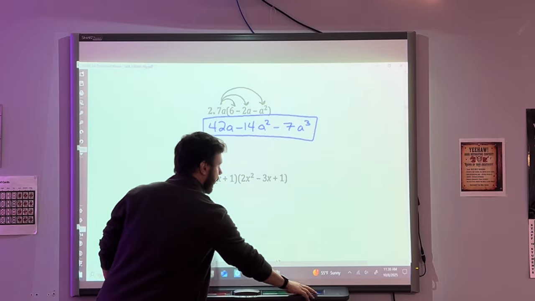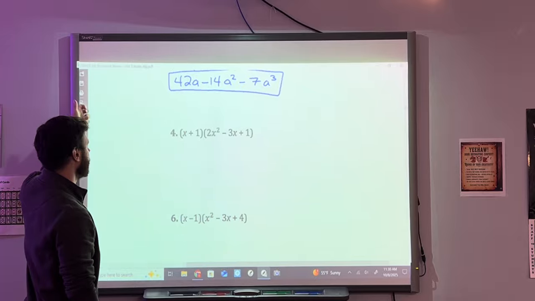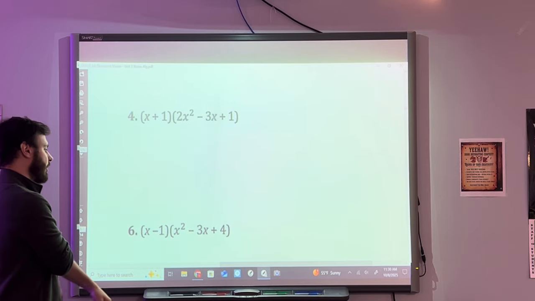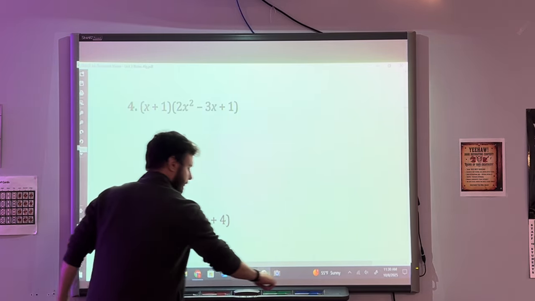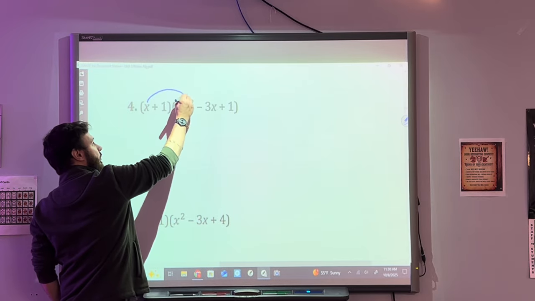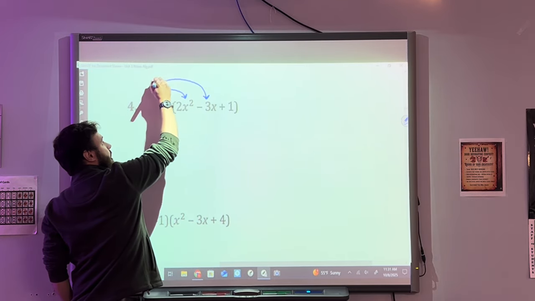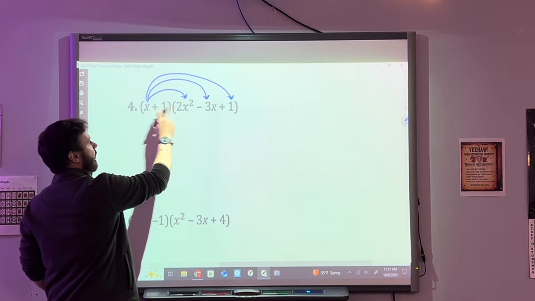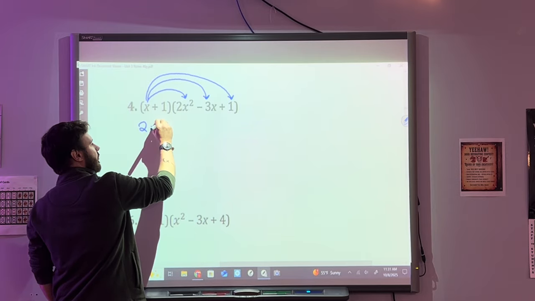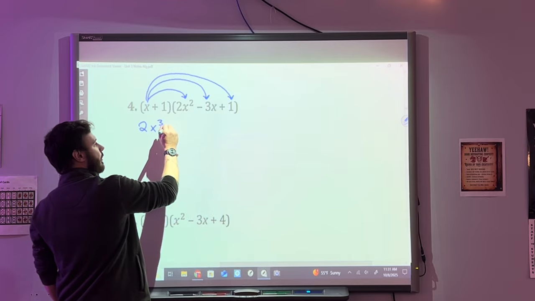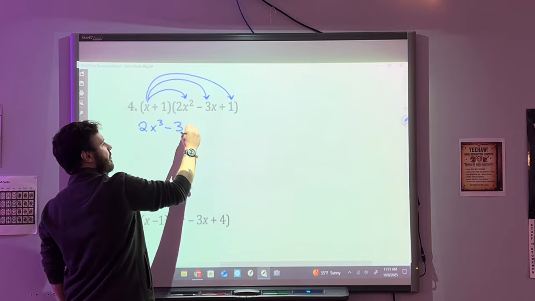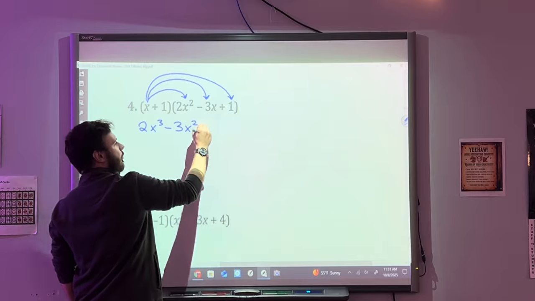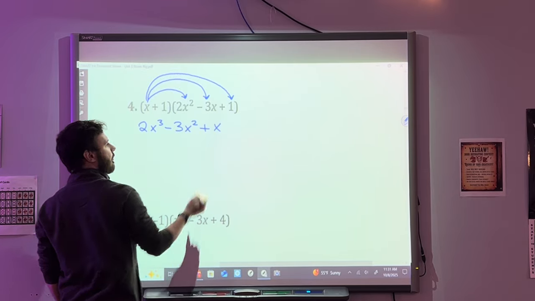Okay. Now we're going to talk about something a little bit more complicated. Number 4. I'm multiplying a binomial with a trinomial. Okay, so stuff is going to happen here. First, this x will need to be given to all of these terms first. x times 2x squared, 2x cubed, minus 3x with this is x squared because 1x and another x make 2. And then x times 1, anything times 1 is just itself.